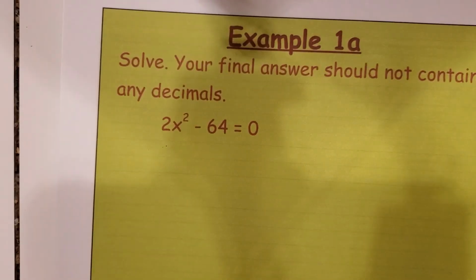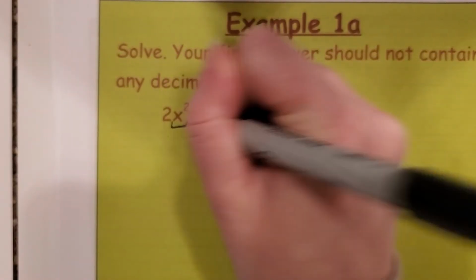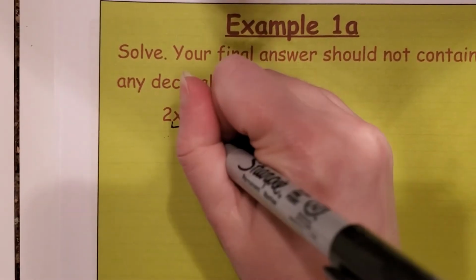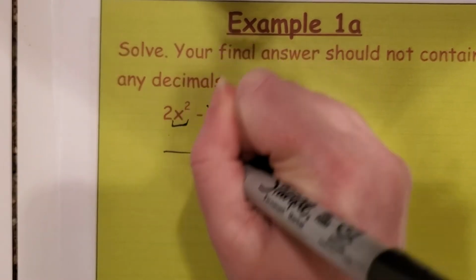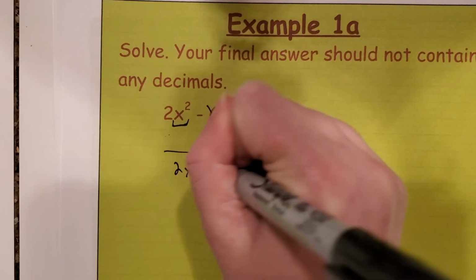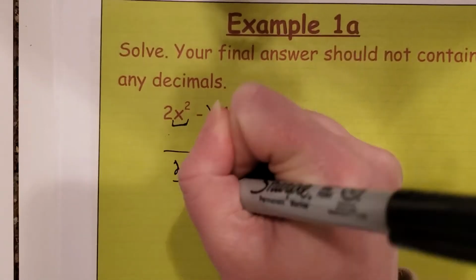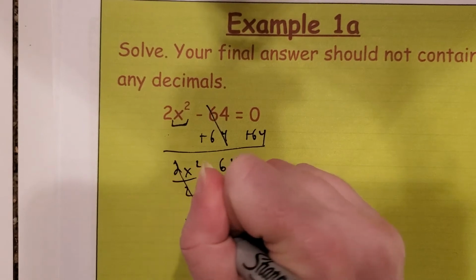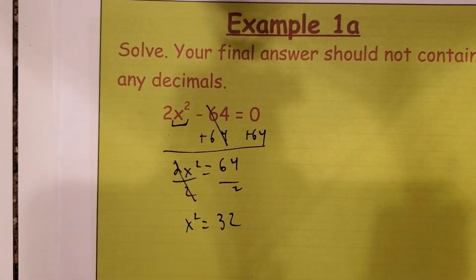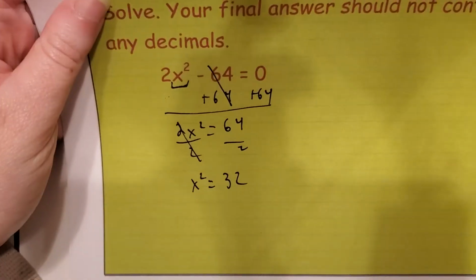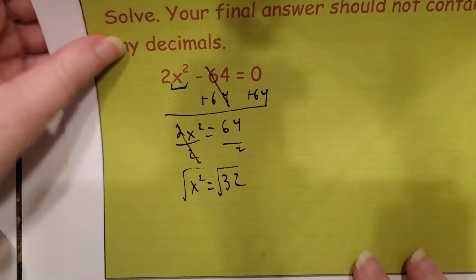All right. So, same kind of thing that we just did. We want x squared alone first. So plus 64, divided by 2. And now that we have x squared alone, we can continue with this problem, because we're not done yet, by taking the square root of both sides.